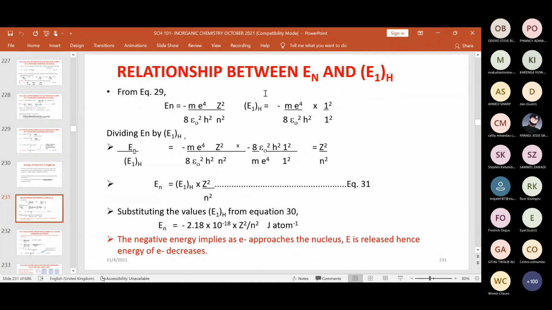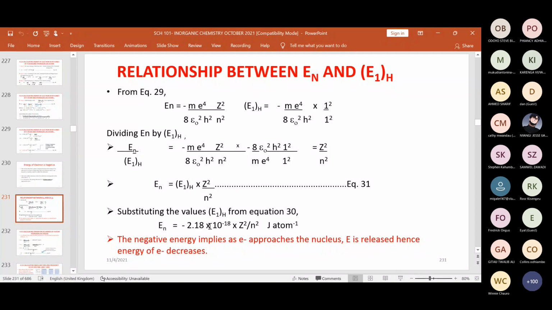When you divide En by the expression for E1, you get the expression we have on equation 31, whereby the other energy level you want to determine will be given by the value of energy level 1 times Z squared over n squared. That means, if you remember, I told you to master the negative 2.18 times 10 raised to minus 18 times Z squared over n squared, and that will now give you the value that you need to calculate for any other energy level, which is also given in equation 31.